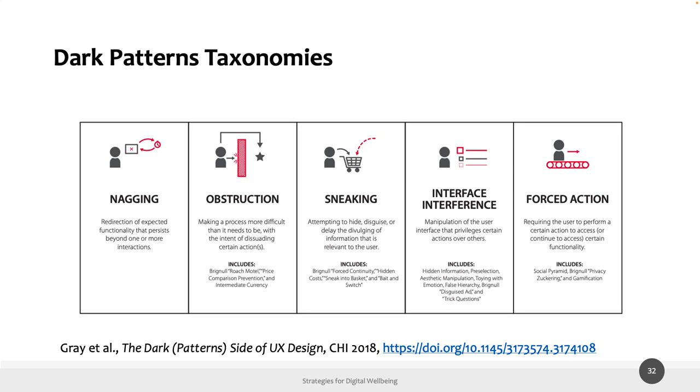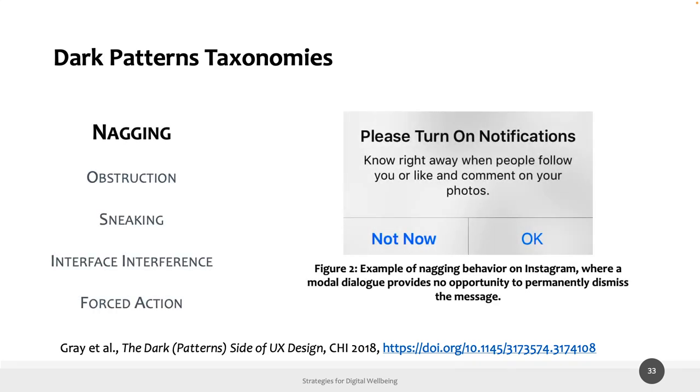So this is the taxonomy proposed by Gray et al. That stems obviously from the website of Brignull. And Gray et al. divided dark patterns into five categories that we will analyze very briefly. Nagging. Nagging is a repeated intrusion of a digital service during normal interaction between the user and the system. So the current task of the user is frequently interrupted one or more times by other tasks that are not related to the current interaction between the user and the platform.